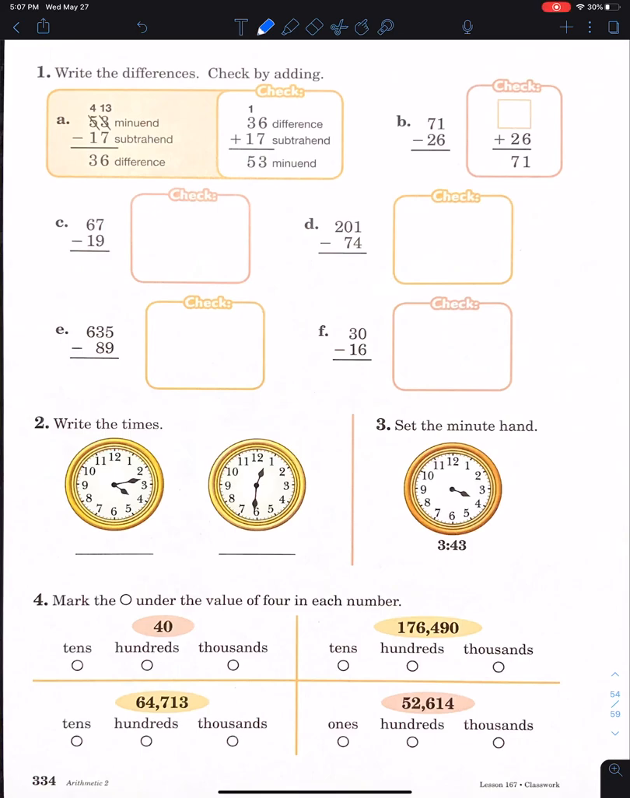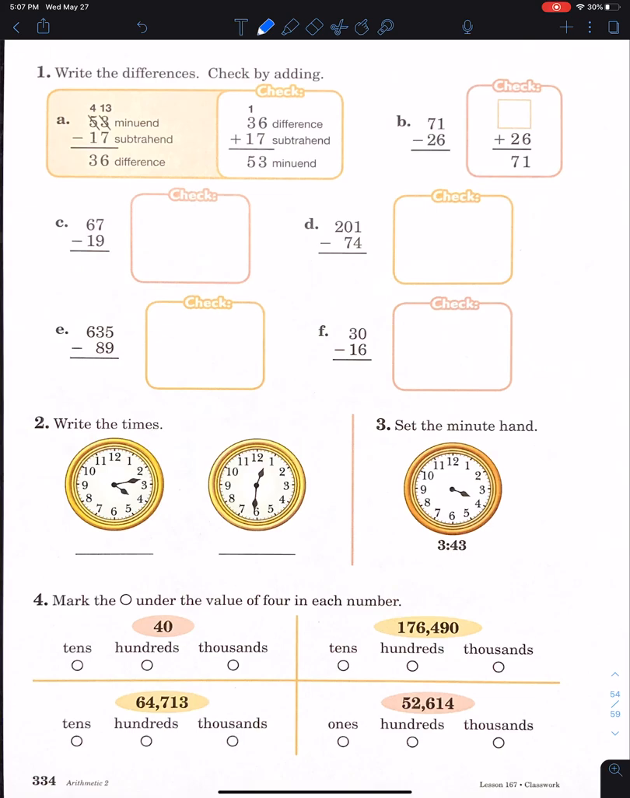Okay, for side 2 of lesson 167, page 334, we're doing something new. This will not be on your test, so don't worry about that. But this is just a fun trick. This is teaching you guys how to check your subtraction problems. You can always know if you got your answer right. And the way you do it is by checking.